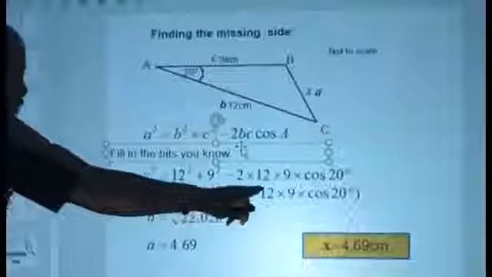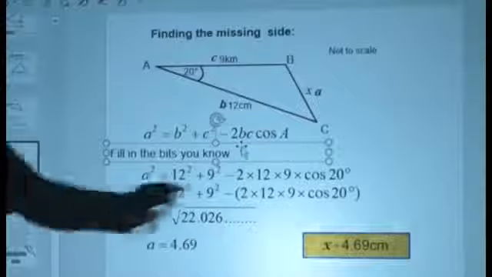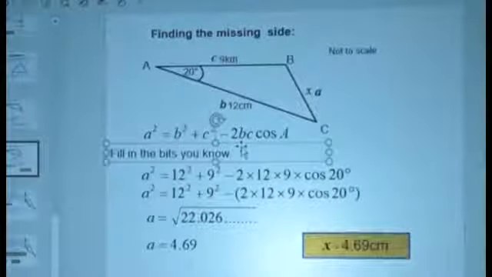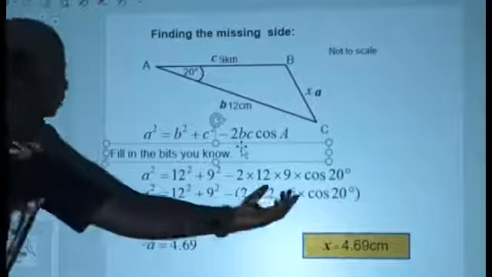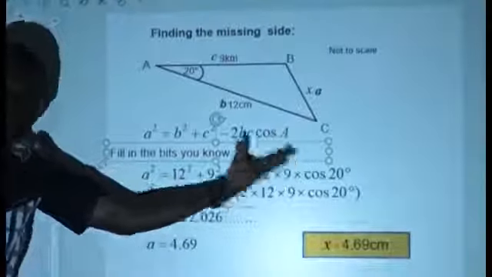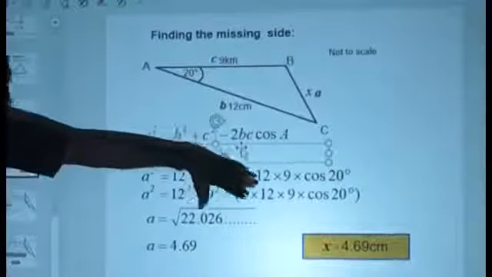And students at home, I want you to do it. What is 12 squared? Yeah, you got it right, 144. What is 9 squared? That's 81, sorry. Then 2 times 12 will be done separately, times 9. Then you press your calculator, cos 20 degrees. Whatsoever it gives you, you have the multiplication of this one, this plus this.